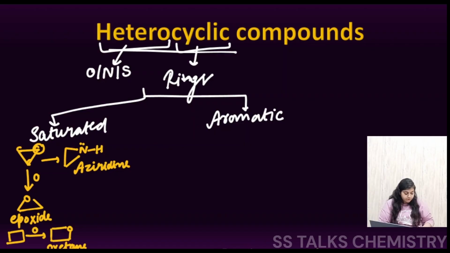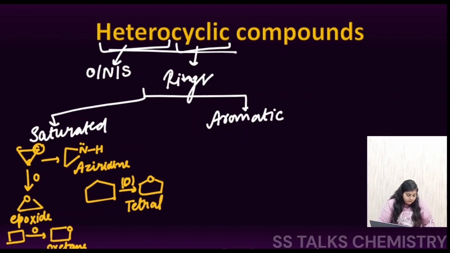Now similarly we have five-membered rings also. In the five-membered ring, if one of the carbon atoms is replaced with oxygen, the ring looks like this, and this ring is called tetrahydrofuran. What this furan is, you will get to know in aromatic compounds. So: aziridine ring, epoxide, oxetane, tetrahydrofuran.